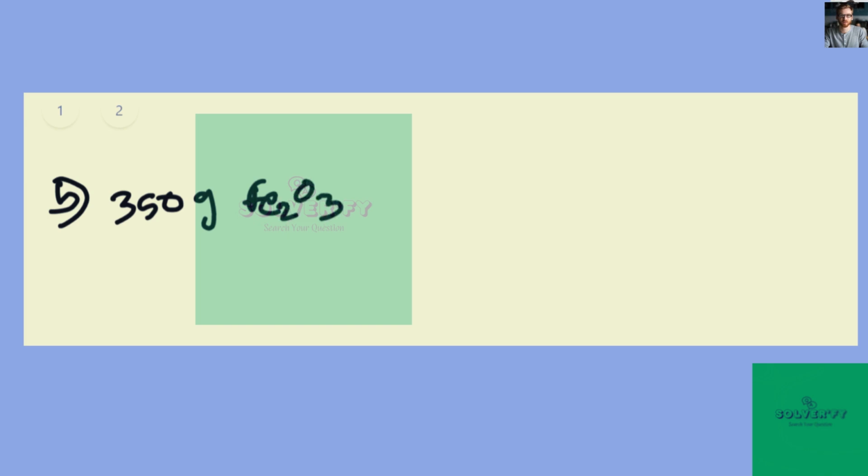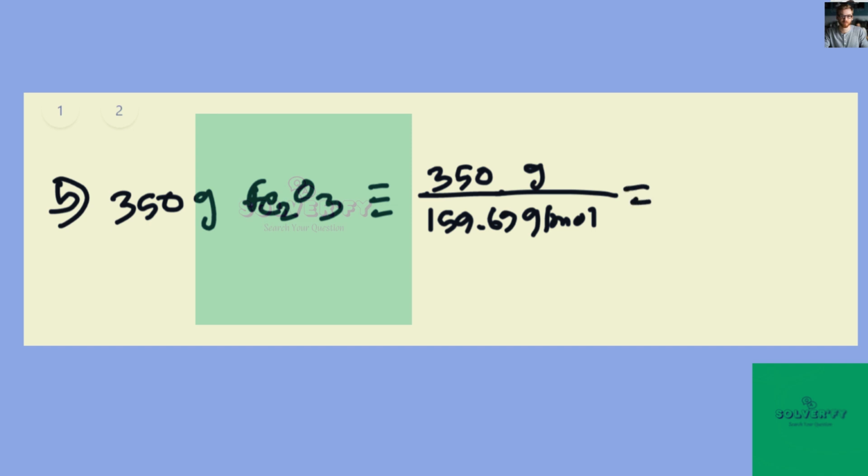The number of moles for 350 gram of Fe2O3 is 350 over the molar mass of Fe2O3, which is 159.69 gram per mole. It is 350 gram, and it will give us a value of 2.192 mole. So this is the number of moles for 0.350 kg of Fe2O3.